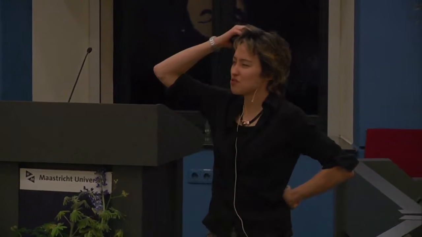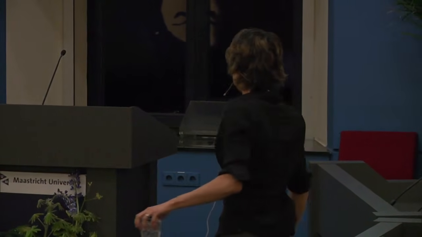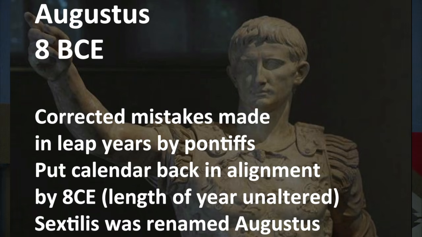all of the high priests kind of went, what was the rule? A leap year every 3 years, was it? And they literally put a leap year every 3 years, and everything just went completely out of alignment all over again. So about 40 years later, Augustus had to come and fix everything again. So you get another reform taking place.